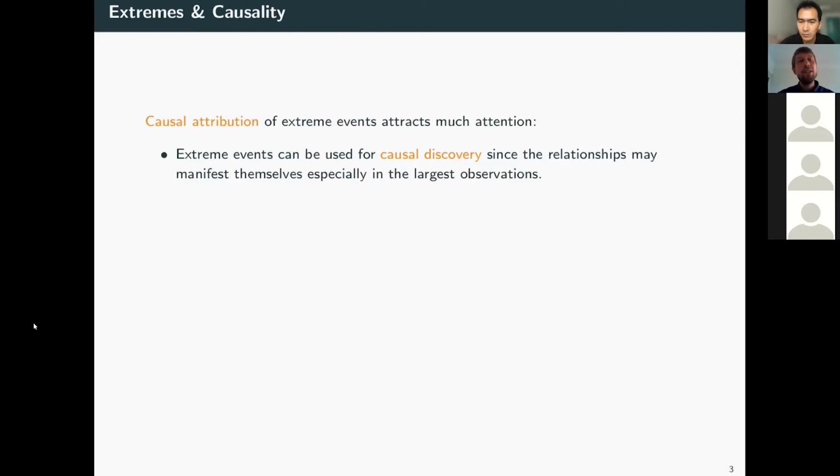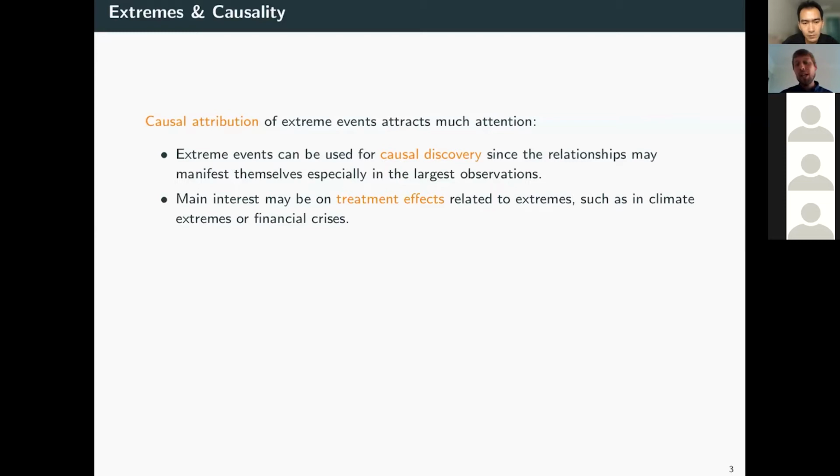At this interface of extreme value theory and causality, there are two different perspectives. The first one is that if we see extreme events, then probably we'll see the causal relationships even more profoundly or more directly than we would in the bulk of the distribution. So we could use extreme observations to do causal discovery. From a slightly different perspective, we could also say we're mainly interested in treatment effects on extremes, so on very high quantiles, which is the case in climate extremes, because there we want to know how climate change affects very rare events like 1-in-100-year storms or heat waves. So there's really an interest in combining the theory of extrapolation from extremes and causality.